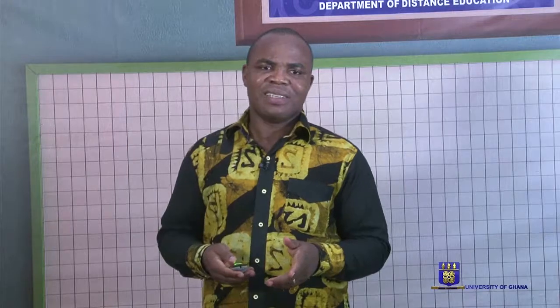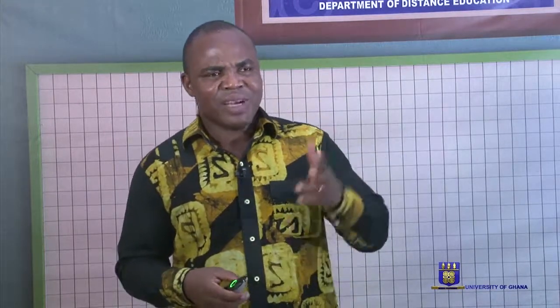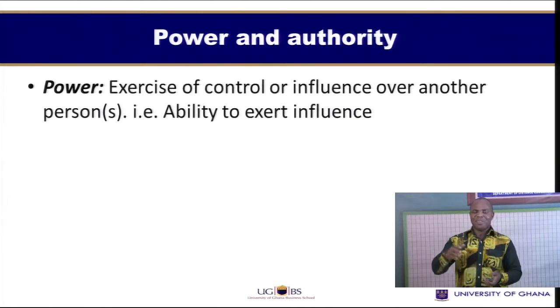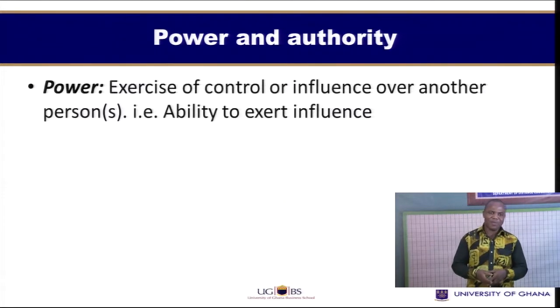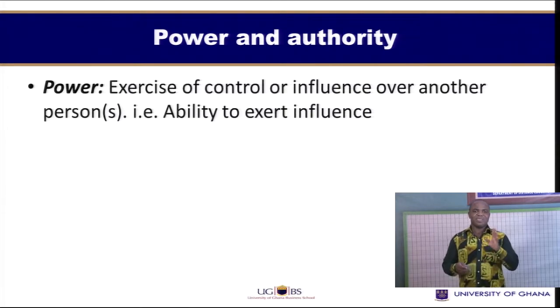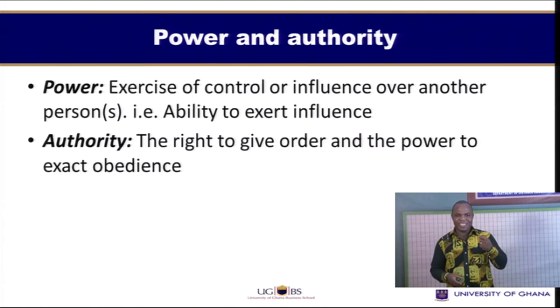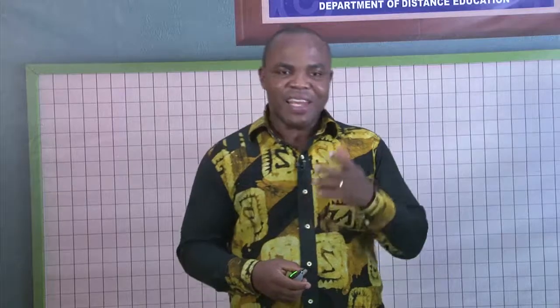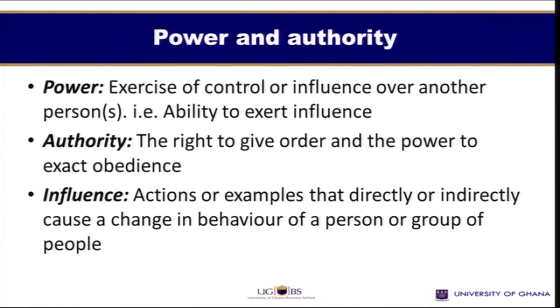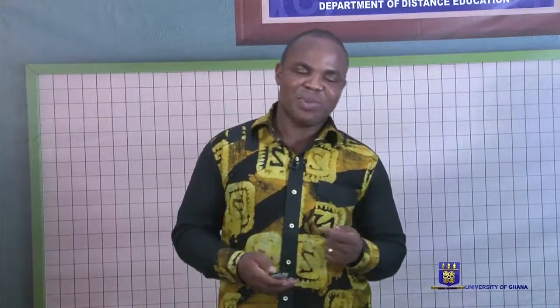It is important that we understand that managerial behavior comes with certain exercise of power. So basically, power is about the exercise of control or influence over other people, or it's the ability to exert influence. Authority, on the other hand, has to do with the right or the legitimacy to give orders, and the power to exert obedience. And influence, on the other hand, has to do with the actions or examples that directly or indirectly cause a change in the behavior of a person or a group of people.